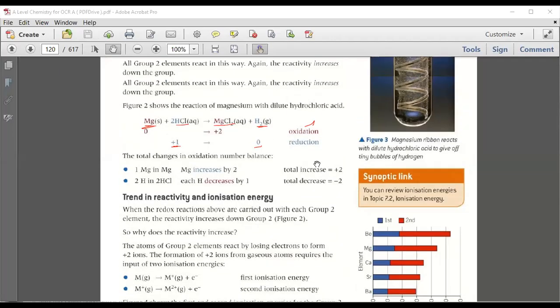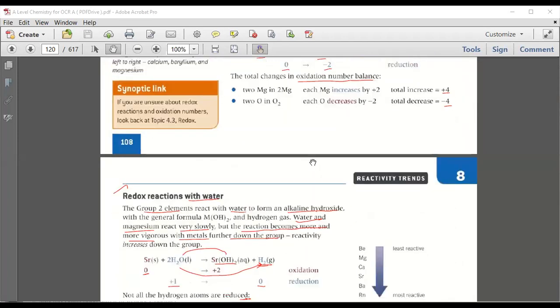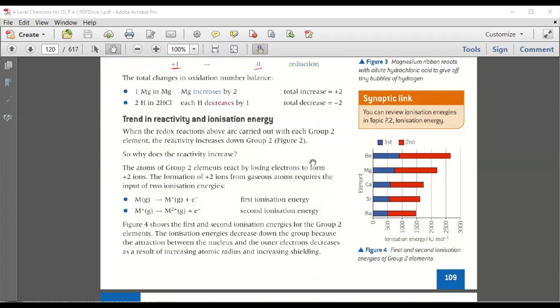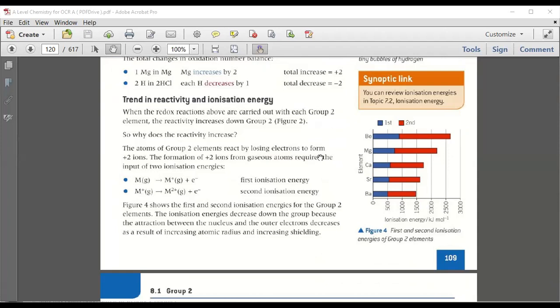So this is our part 2 for the same chapter, number 8, group 2 elements we were discussing. Now we will start with trends in reactivity and ionization energy. In our previous chapter, chapter number 7, we have studied ionization energy. Ionization energy is the minimum amount of energy required to remove an electron from the outermost shell. Now we will study the trends of reactivity and ionization energy in group 2 elements.